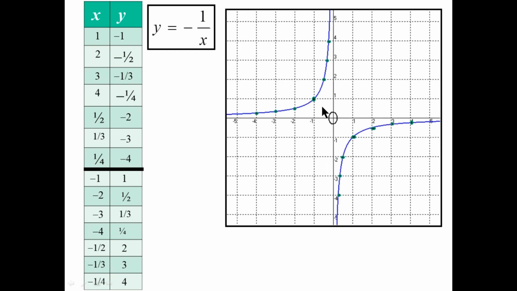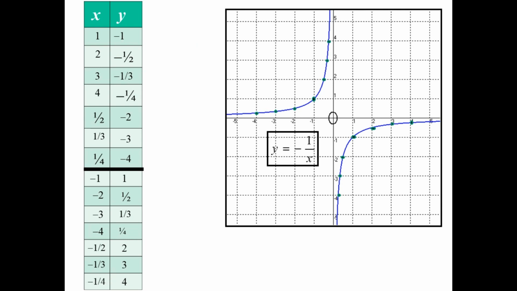Lots of points, join them together, smooth curve. We have one graph of y equals negative 1 over x. It has 2 branches, and they're in the top left and bottom right quadrants. For this graph too, the axes are asymptotes. Moving on.